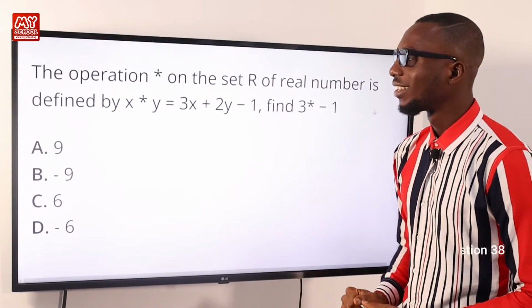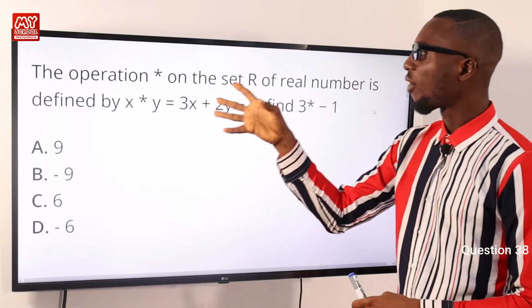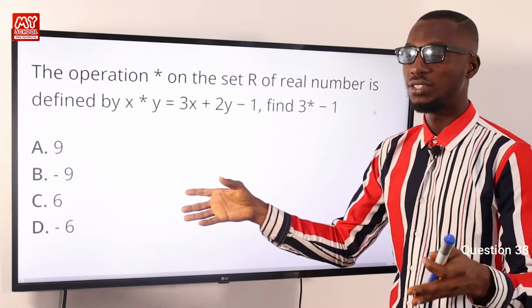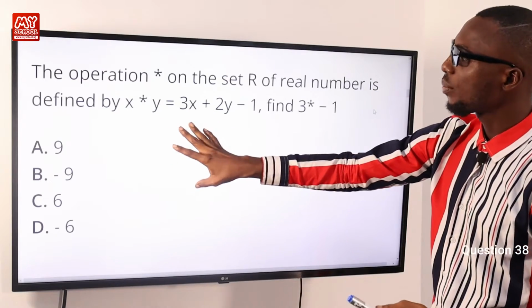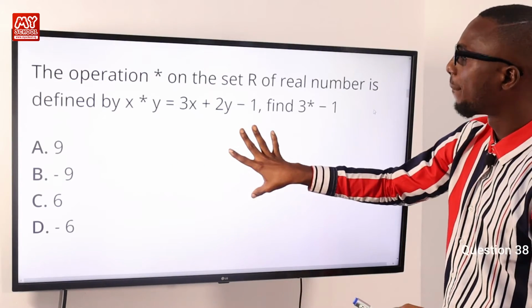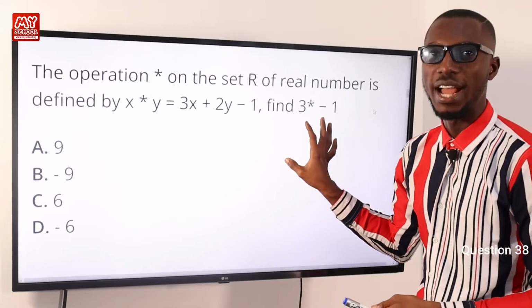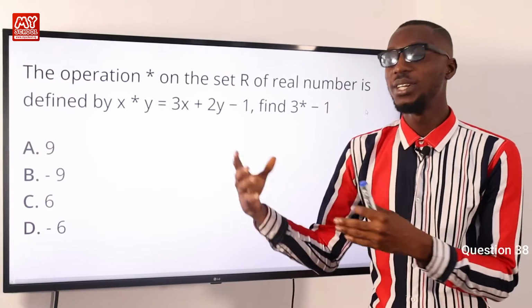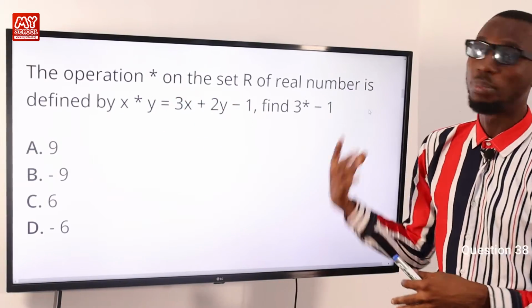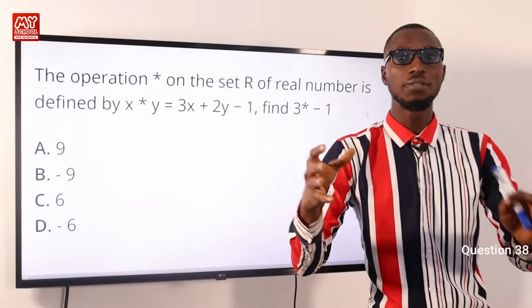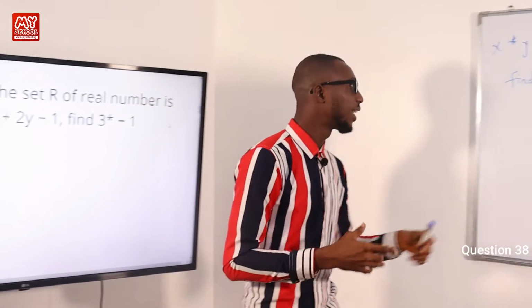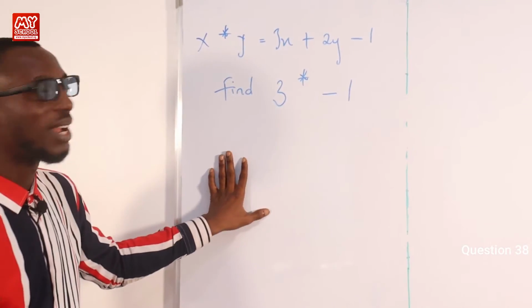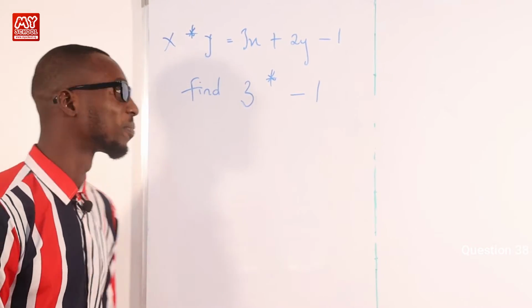Question 38. The operation on the set R of real numbers is defined by what? Okay, so we have x and y equals 3x plus 2y minus 1. And we are asked to find this. Okay, this is very simple. So do not let the sign or the symbol you just seen bother you. It's a very simple thing. So the first thing we do is to replicate the question on our whiteboard, just the way we do it, so that we can have a clearer solution.